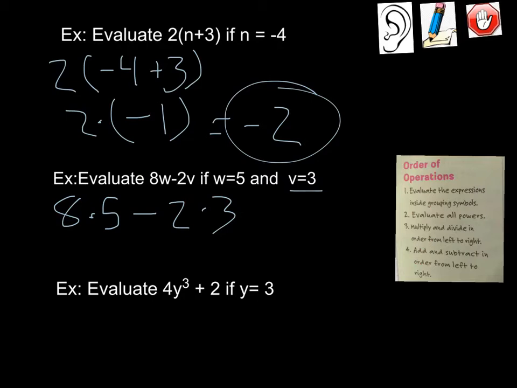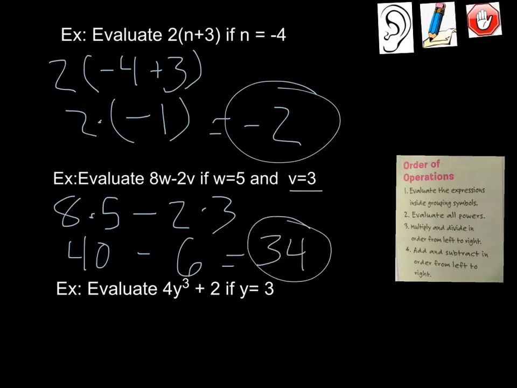So now I have 8 times 5 is 40, minus 2 times 3 is 6. Now I do 40 minus 6 to give me 34 for my final answer. Finally, get this written down in your notebook as well.